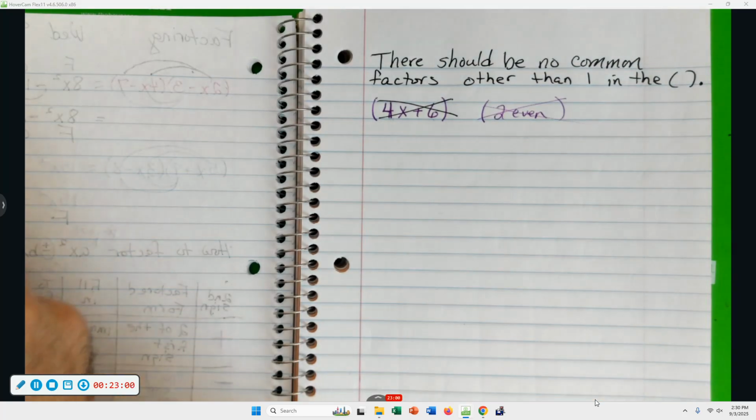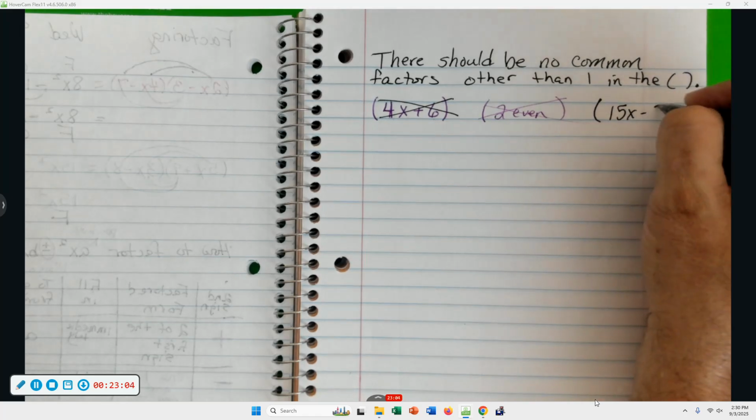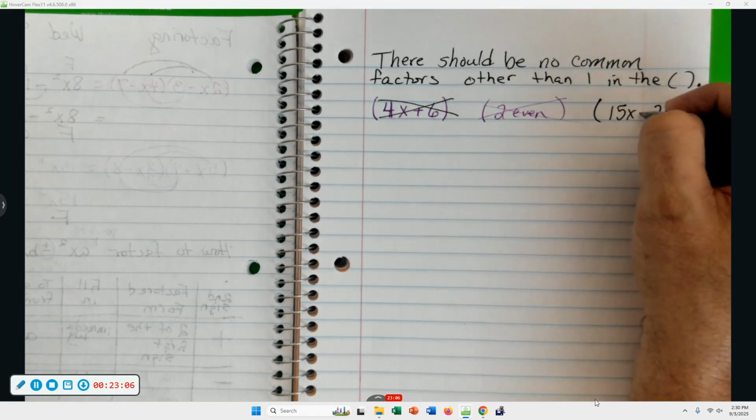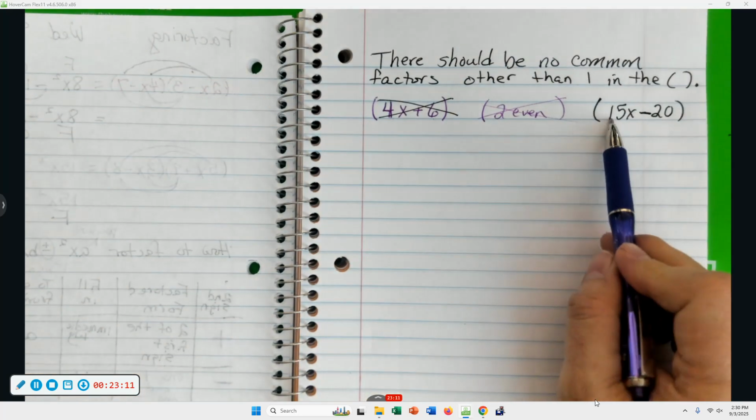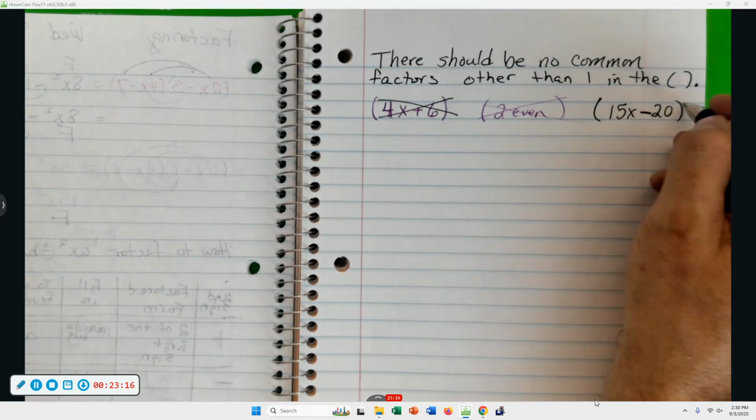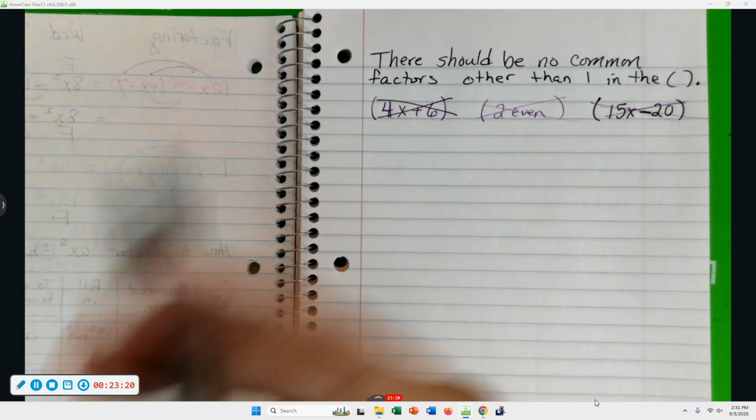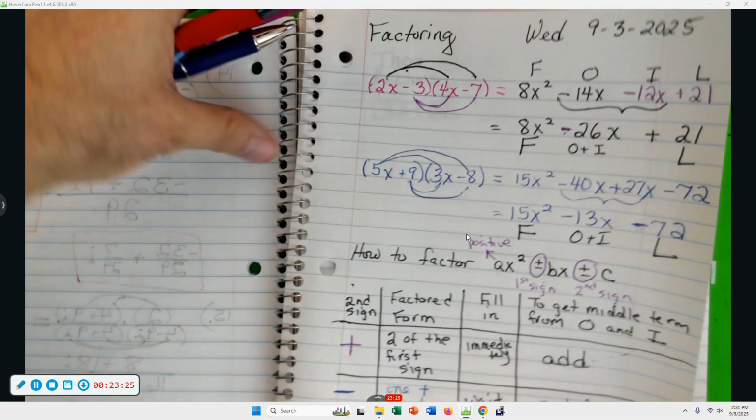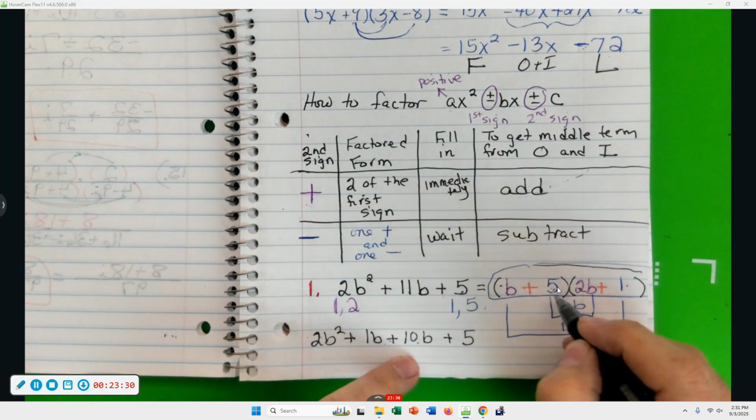What about 15x minus 20? Would that be okay to have in your answer? Is there a number other than 1 that divides into 15 and 20? 5? Nope. So you couldn't have that in the parentheses. Look back at the ones that you had on the previous page. That would be a 1 and a 5. The only thing that divides evenly into that is 1.